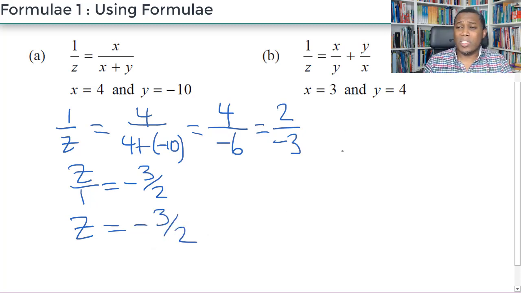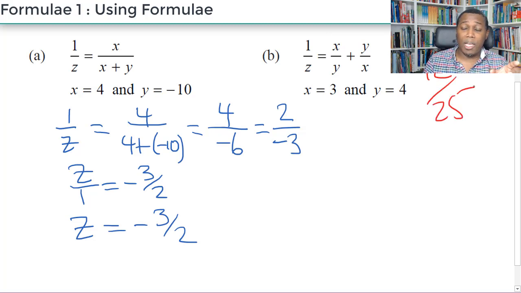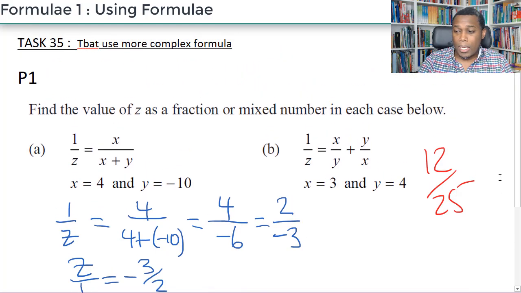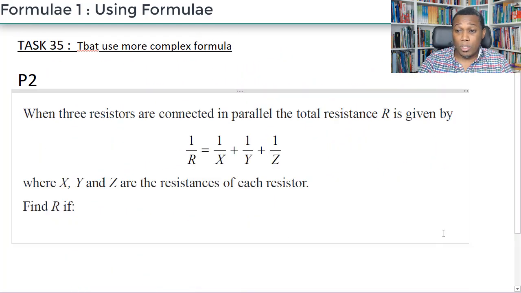For the second question, it's a similar process: adding the fractions and doing the reciprocal. From what I can see here, the answer you should get for B is 12 on 25. 12 on 25 is what you should have for B. Shall we move on? Okay, next one for you to do.